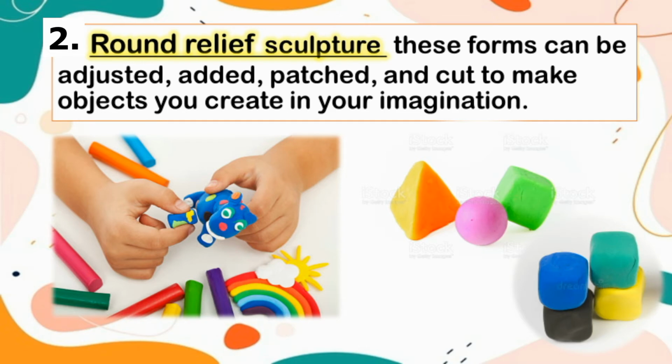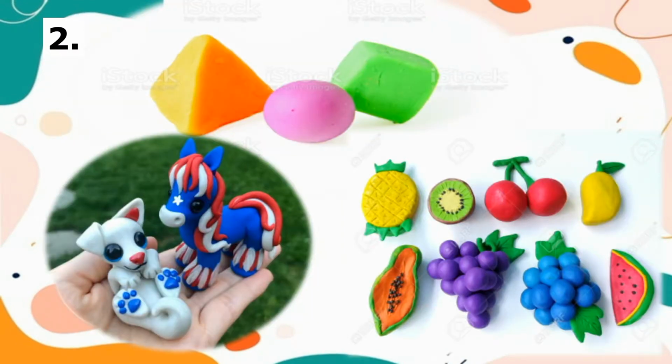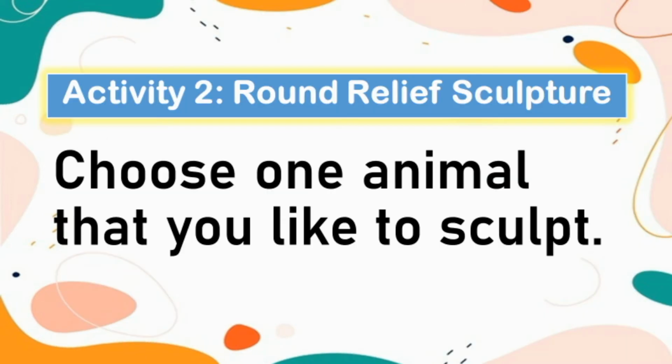You can create geometric sculpture, fruit sculpture, or animal sculpture. For today, you're going to create a round relief sculpture, and you will give me one animal sculpture. You can choose any animal that you can create for this activity. Now, let's watch the video for your guide or example.